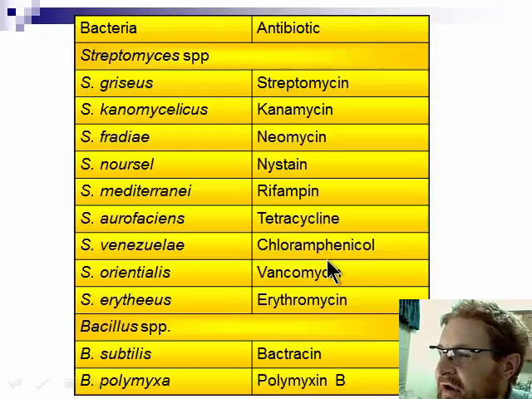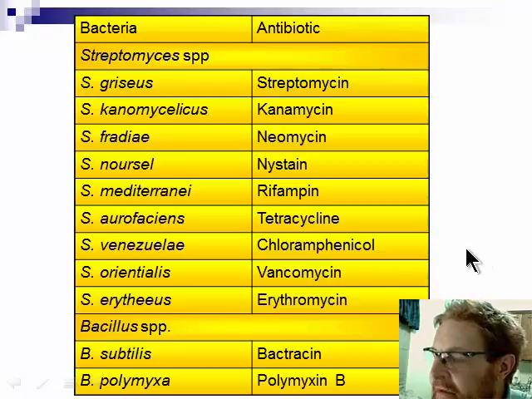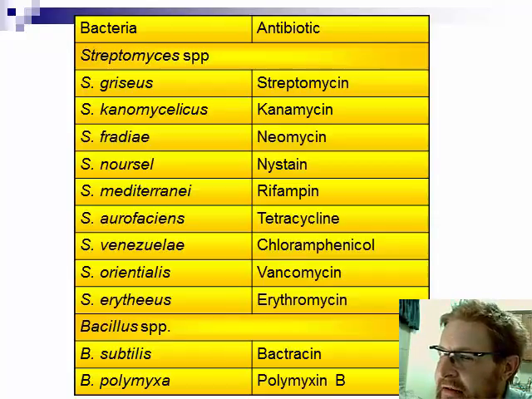Here's a list of some of the more common antibiotics and the bacterial species that they come from. The vast majority are from Streptomyces, which to a first impression look like molds. And then we also have some Bacillus species.